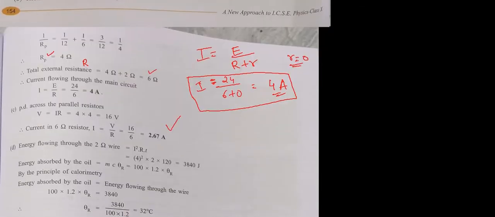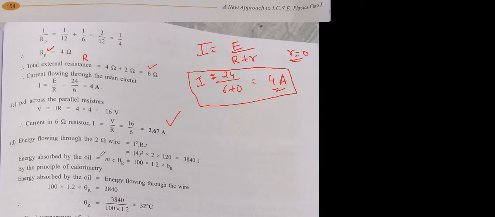The next one, if you see, it says we have to find out the energy flowing through a 2 ohm wire which is immersed in the beaker. So that means I squared Rt. I squared is given, so it is 4 squared, because that is the current passing through the main circuit. So it is passing through the 2 ohm wire also. So it is 4 multiplied by 4, that is 16. Resistance of that particular wire is 2 and time is how many seconds? 120 seconds. So that comes up to 3840 joules.